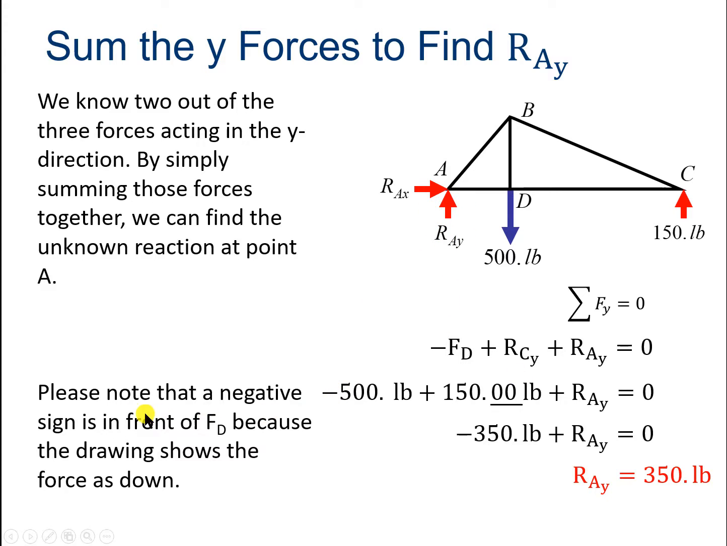It says here, please note the negative sign in front of F sub D because the drawing shows the force is down. That's right. Positive is up, negative is down. So this should make sense. You should always check your answers for common sense. RAY should have to push up with a larger force because the downward force is closer to it, so it's going to feel more of the burden there.